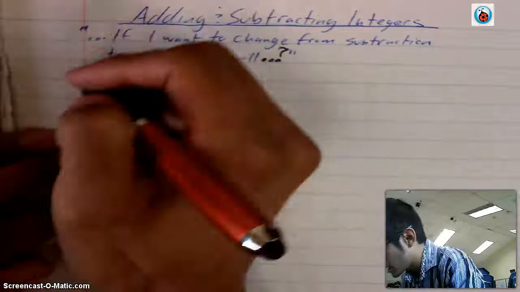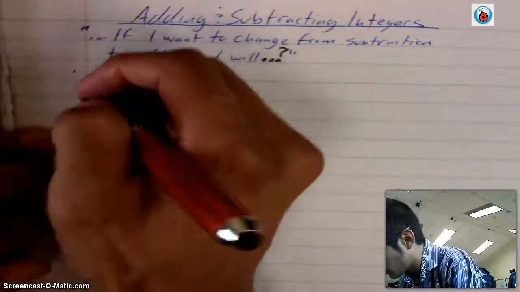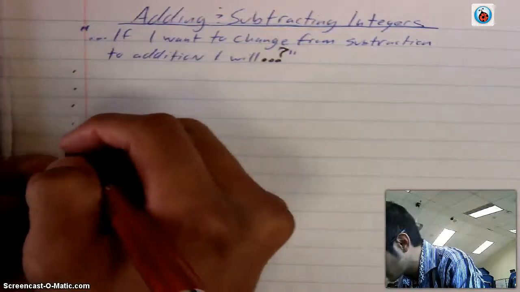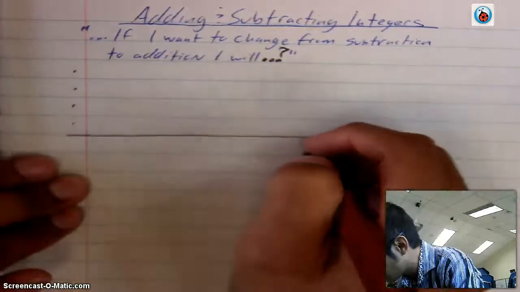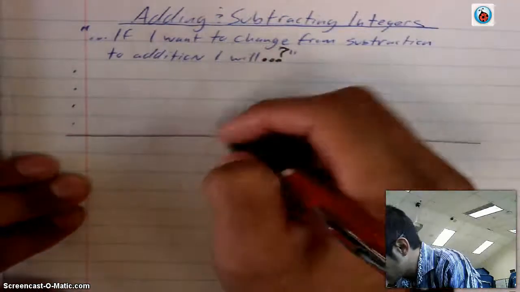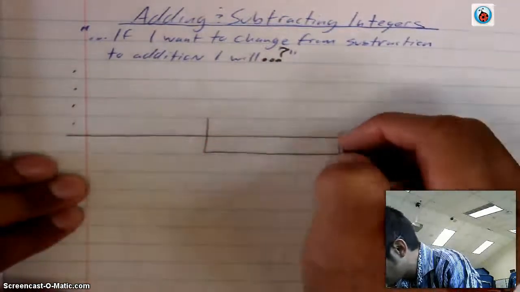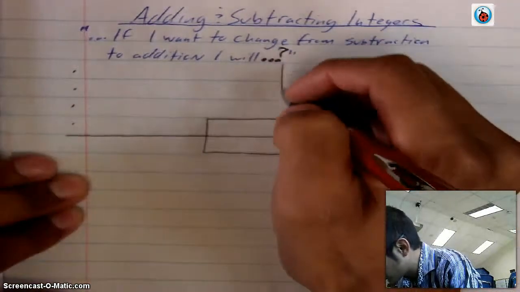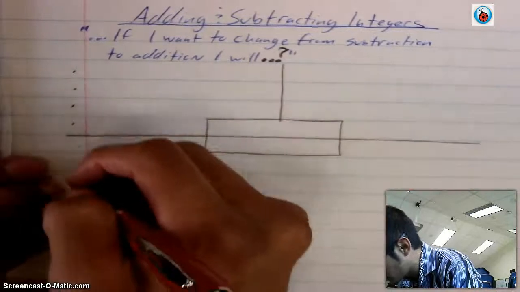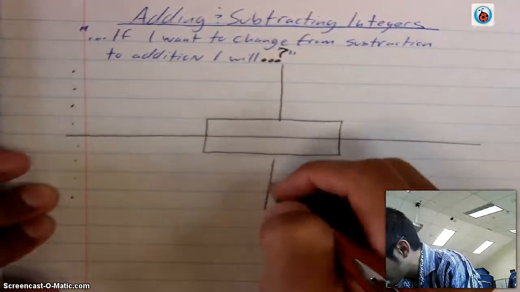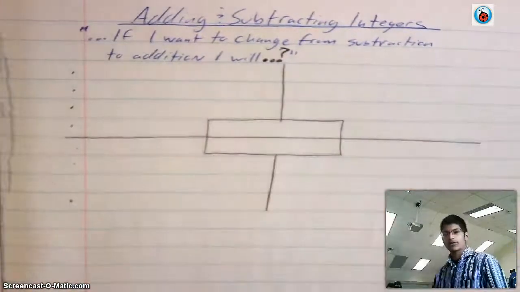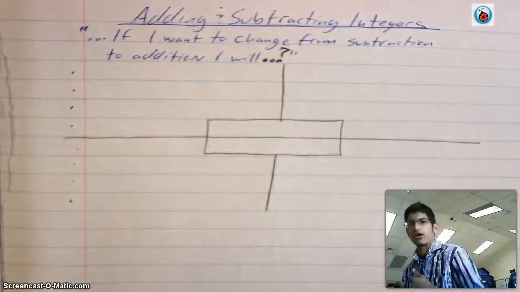So here's what you do. On the side of your page, you can do 4 dots: 1, 2, 3, 4. Then draw a line going across. Put a little box here in the middle. Then make a little cross and draw 4 more lines down the page. We're going to look at all the different ways that we've learned how to do adding and subtracting all at once.